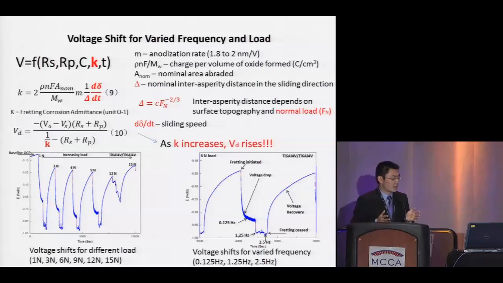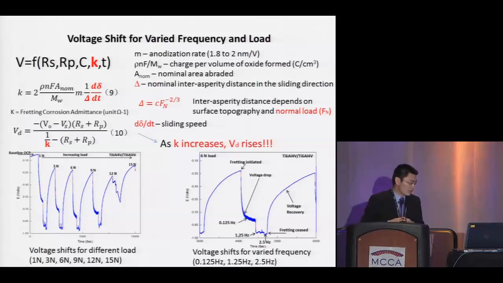If we increase our load, the delta, which is the nominal inter-asperity distance, will decrease. In equation 9, we can see that if delta decreases, K will increase. If we increase our fretting frequency, we will increase delta over dt, which is the sliding speed in equation 9. So whether we increase our frequency or increase our load, the K value will increase. And from equation 10, we can see clearly that as K increases, the voltage drop will increase.